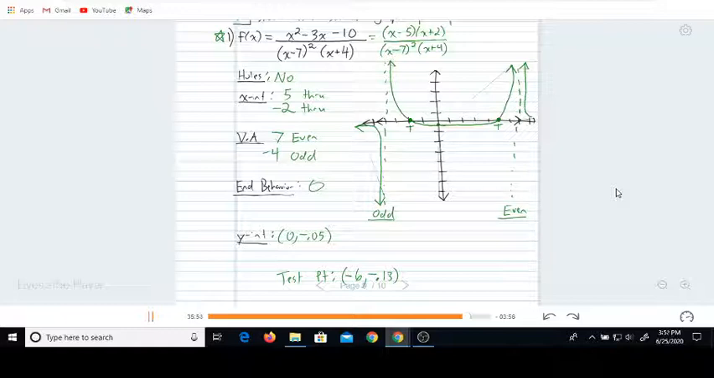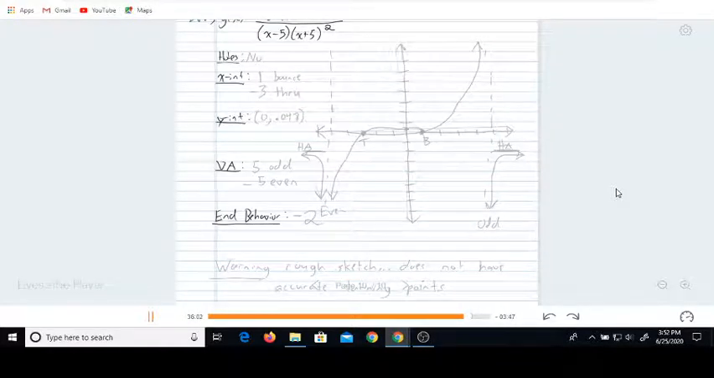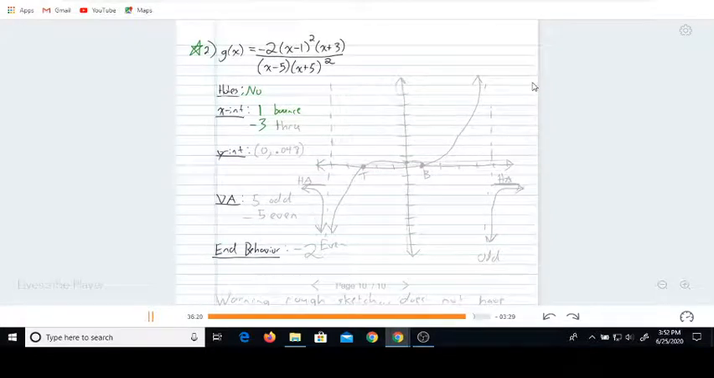Let's go and do one more of these. All right, so last example for the lecture, number 2. So let's see, does anything cancel here? Nothing cancels, so there's no holes. Our x-intercepts are at 1. Now notice that has an even multiplicity, so it's going to be a bounce. The next one is at -3, so it's going to go through because it has an odd multiplicity, power 1.